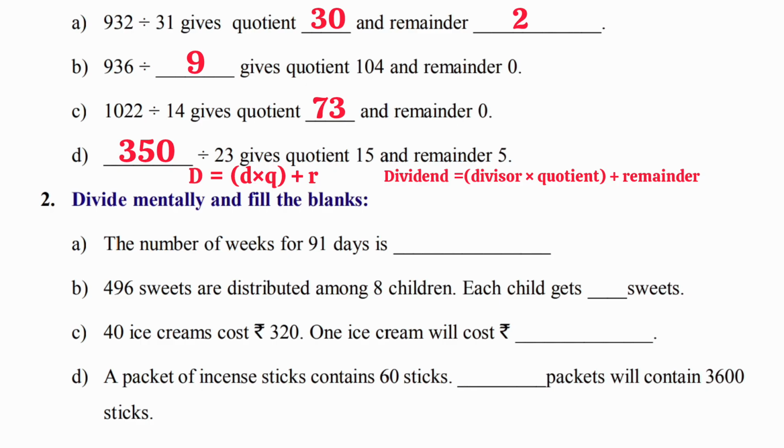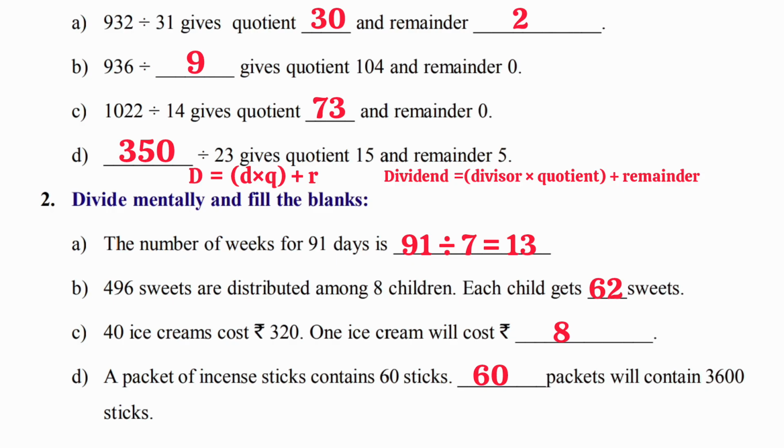Okay, let's see. First question: the number of weeks for 91 days is. So in a week there are 7 days. So 91 divided by 7, you will get 13. So 13 is the answer. Next, second one: 496 sweets are distributed among 8 children. Each child gets, so you have to divide 496 by 8, you will get the answer as 62. Okay, each child gets 62 sweets.